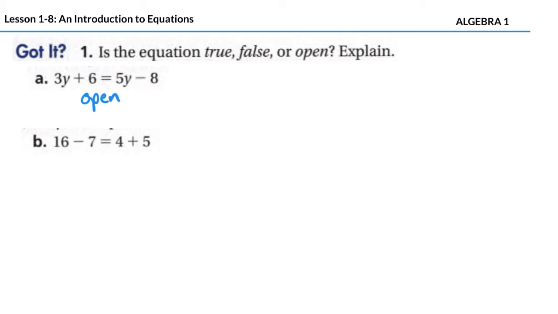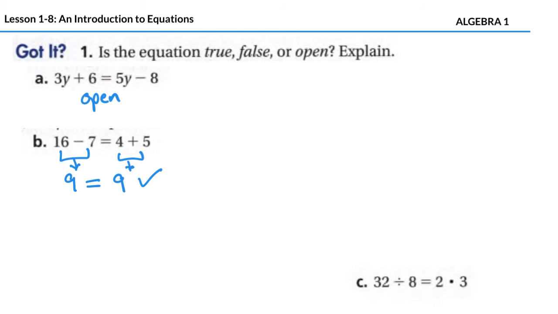Now what about this? 16 minus 7 is equal to 4 plus 5. Is it true, false, or open? Now 16 minus 7 is 9. And 5 plus 4 is also 9. So this is a true equation.